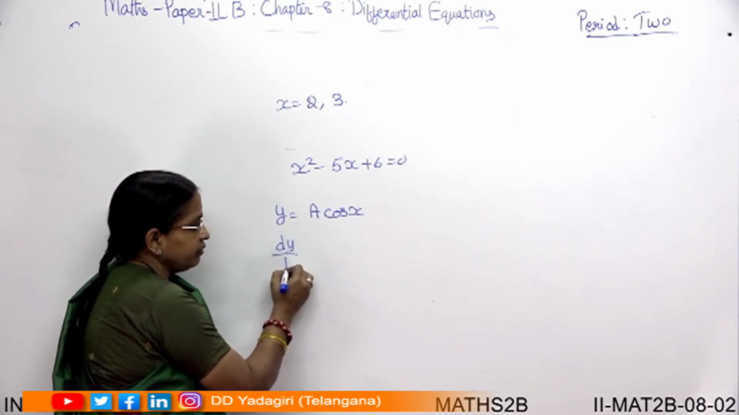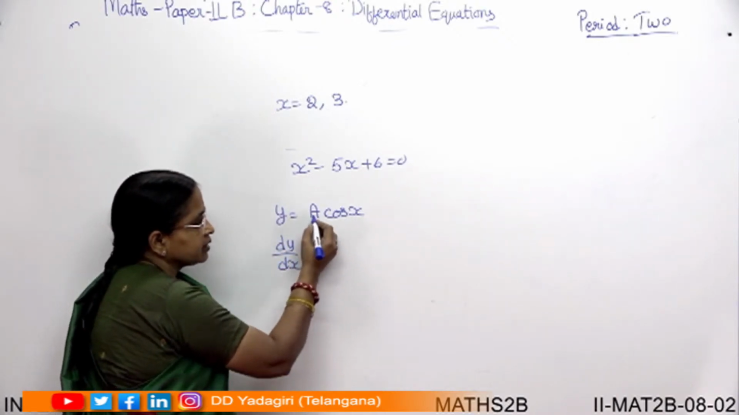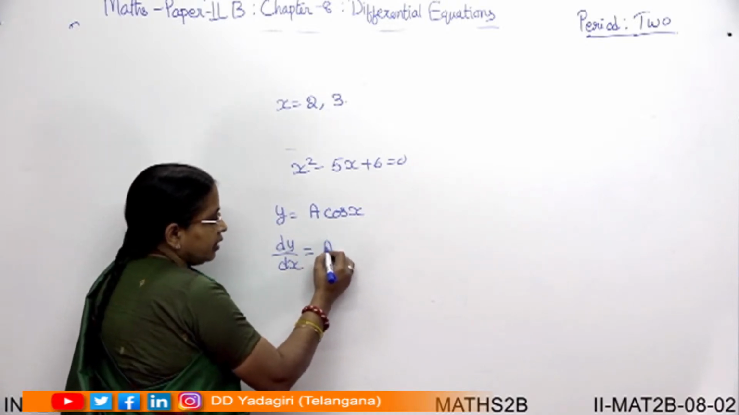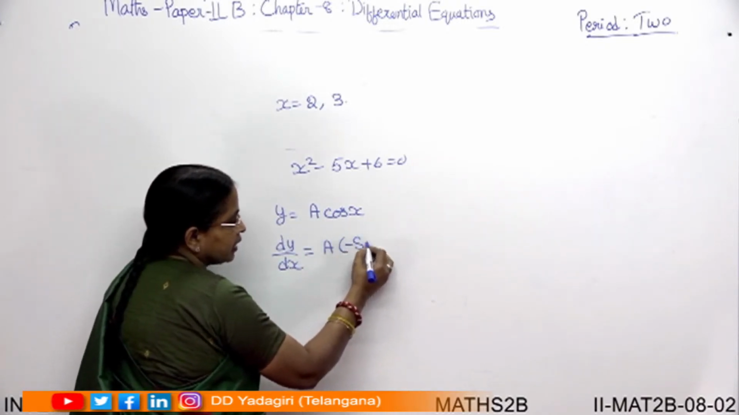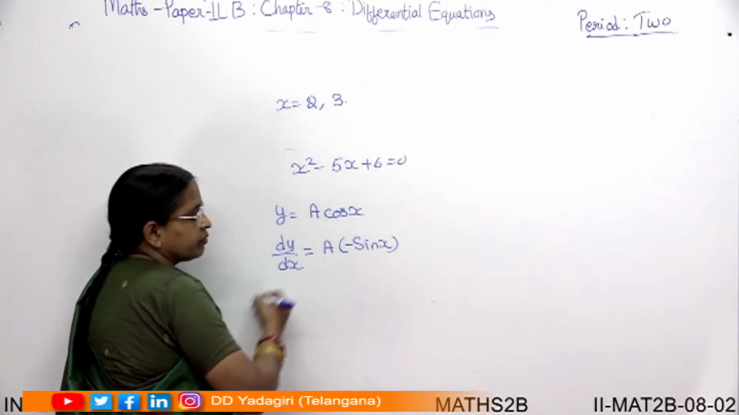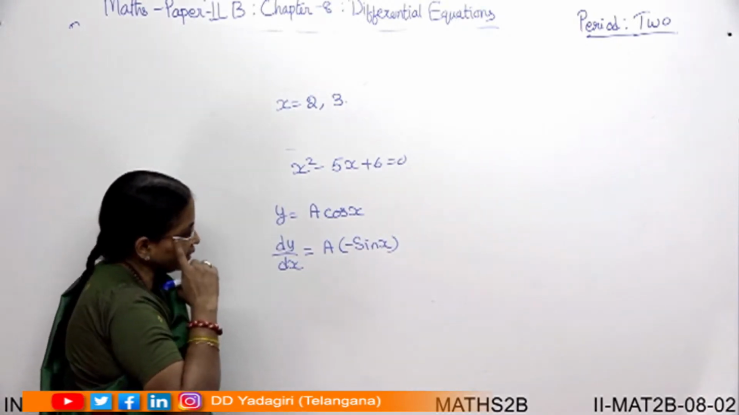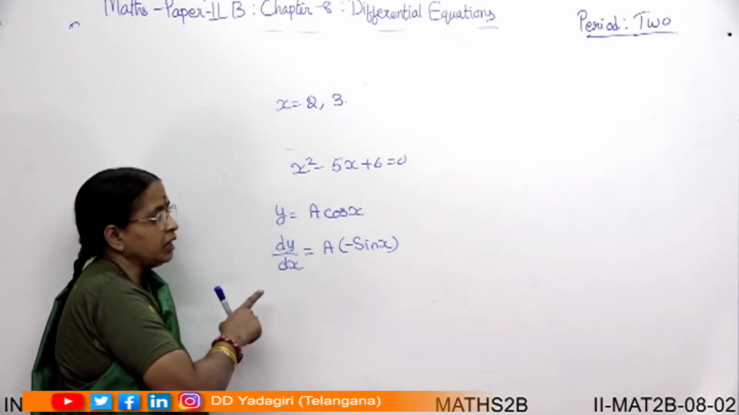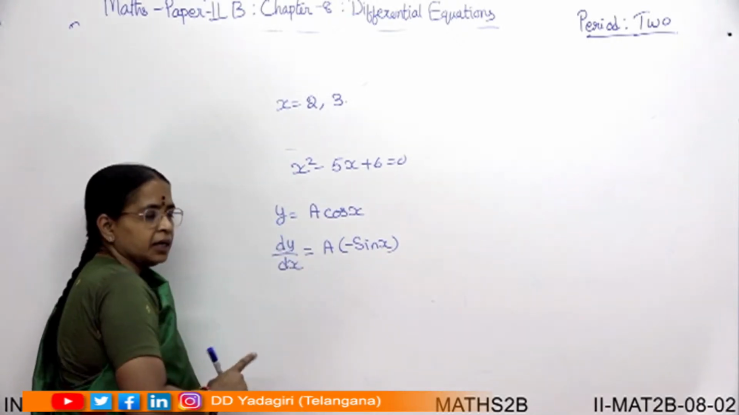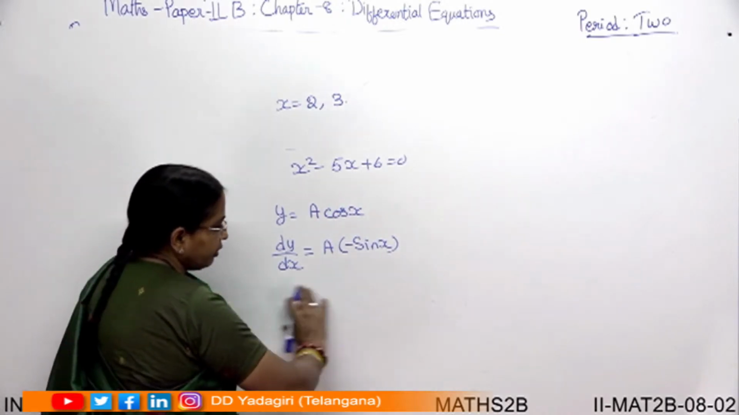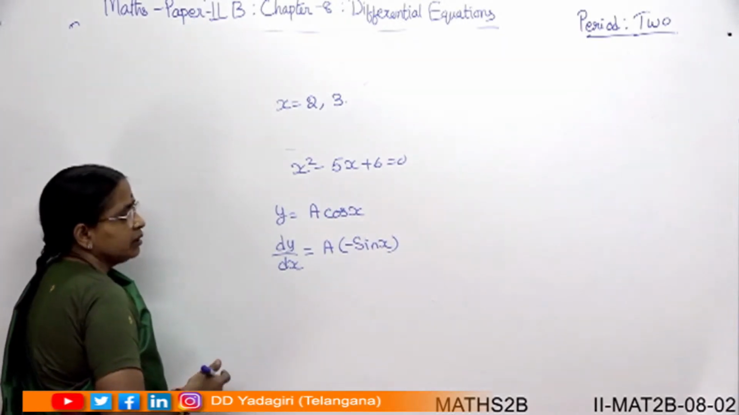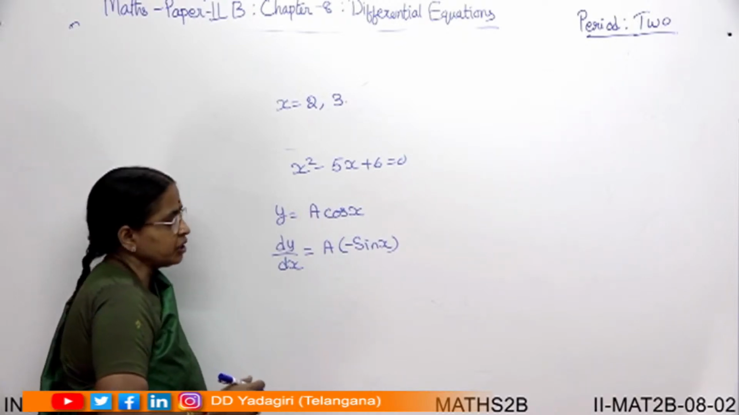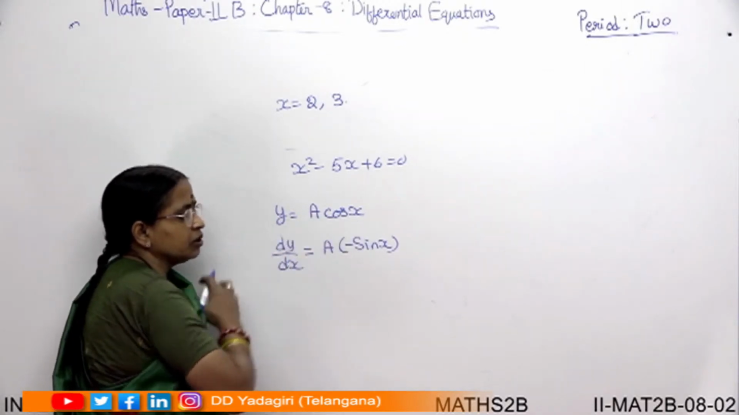So differentiating with respect to x, dy by dx is equal to the derivative of cos x. Derivative of cos x is minus sin x. So like this we'll do. Now from these two equations, you must eliminate a, the arbitrary constant. So whatever equation you get, that becomes the differential equation for which this is the solution.